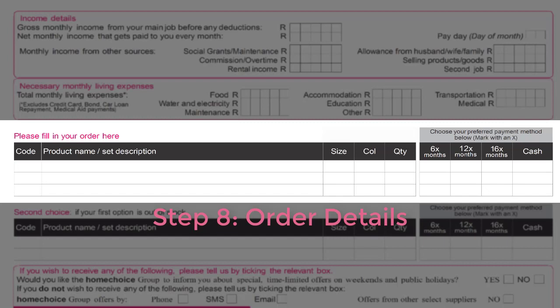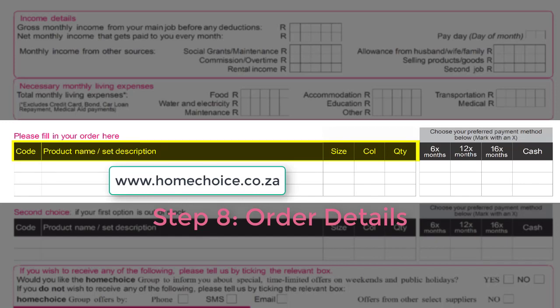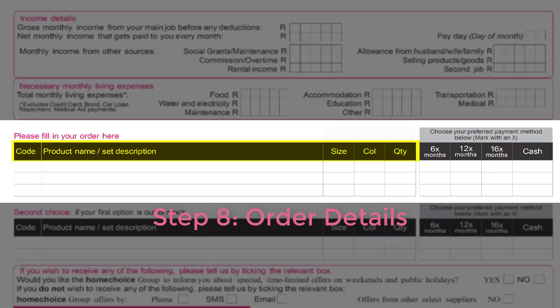At the order details section, it is important to capture the correct details to ensure that the customer receives the correct products. We require the product code, which can be located in the HomeChoice catalog or on our website at www.homechoice.co.za. We also require the product name and set description of the item she wants, the size, color, and quantity of the item. The customer must choose their method of payment. Options available to them are 6, 12, and 16 months credit repayment options or cash payment.